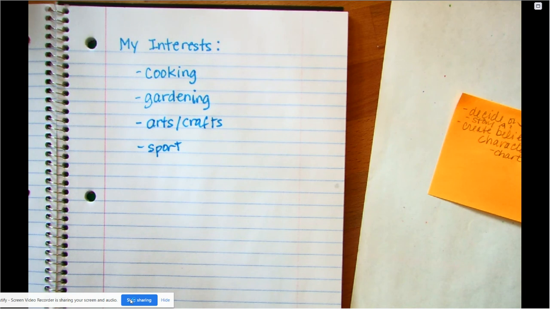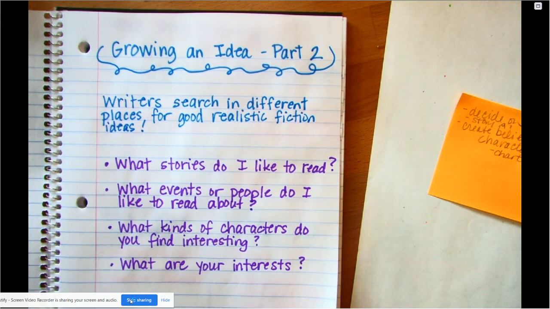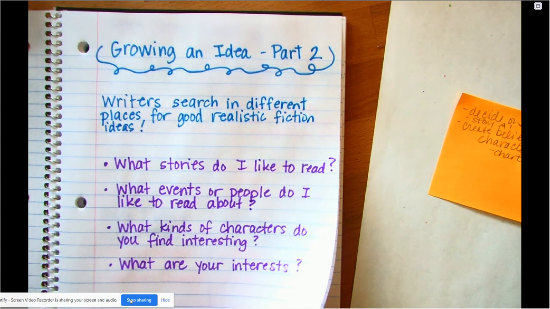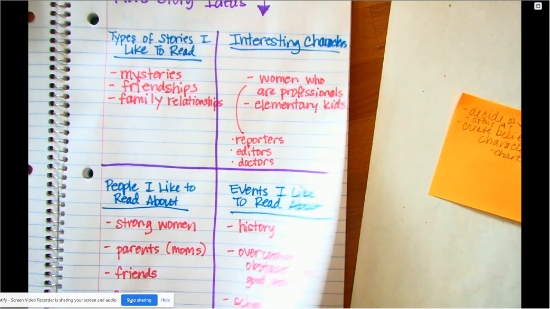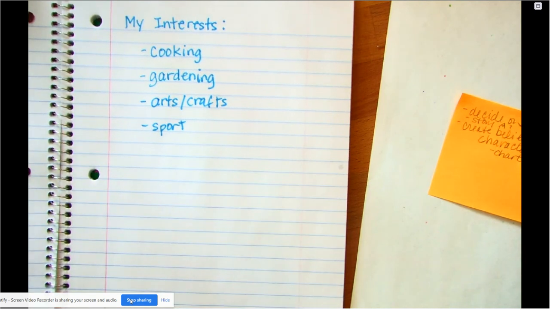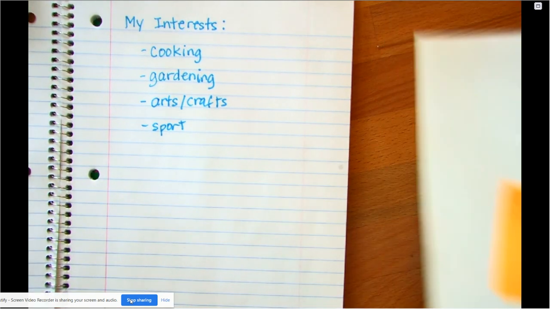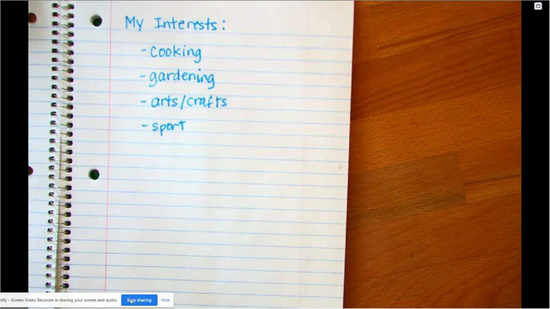So think about what are some of your interests, and could you use that as inspiration for coming up with part of your realistic fiction story? Okay. So remember, you're going to be writing all these things down, how to grow an idea. You're going to create yourself a chart, and then you're going to make yourself a list of the different interests that you have that are specific to you, right? Maybe you like to collect stamps or rocks or something that's really important to you, right? That could be part of your realistic fiction story.